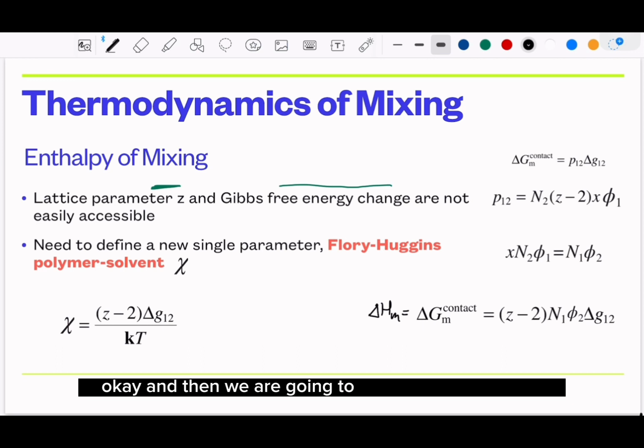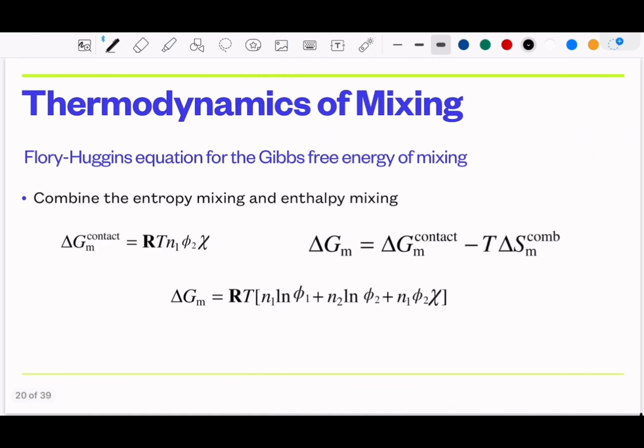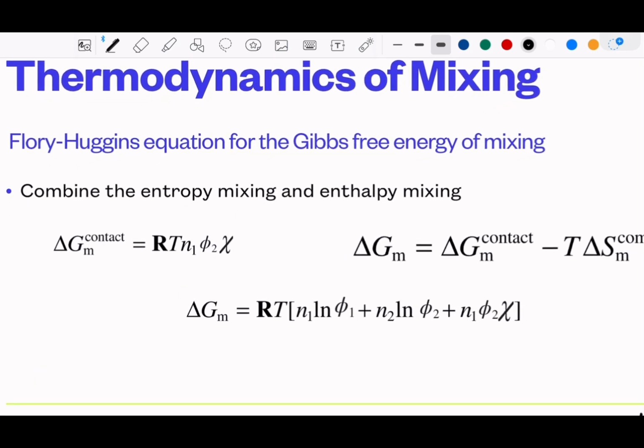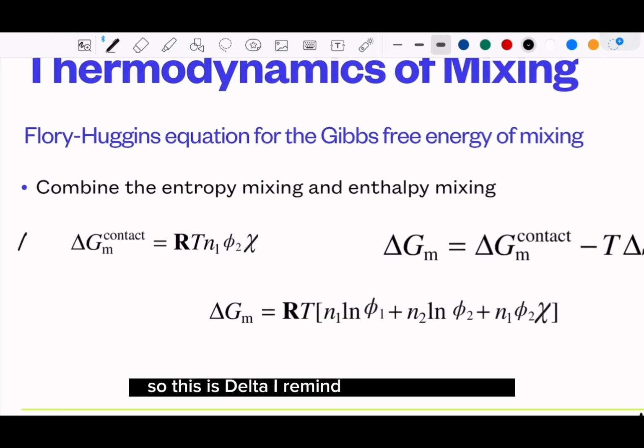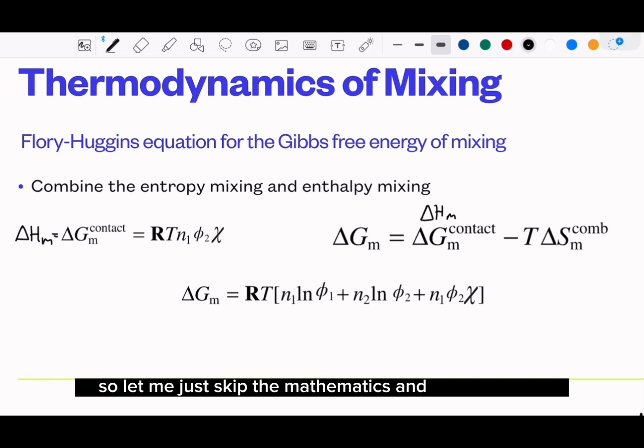Okay, and then we are going to use these two approaches, okay, for the chi and the delta H, using the thermodynamics notes from previous sections. So we could take this as, so this is delta H. Let me remind you, this is delta H. Okay. This is delta H, right? To help you to write that this is actual delta H. So we can write from the previous one, we substitute all the components, all the equations. So let me just skip the mathematics and focus on here.